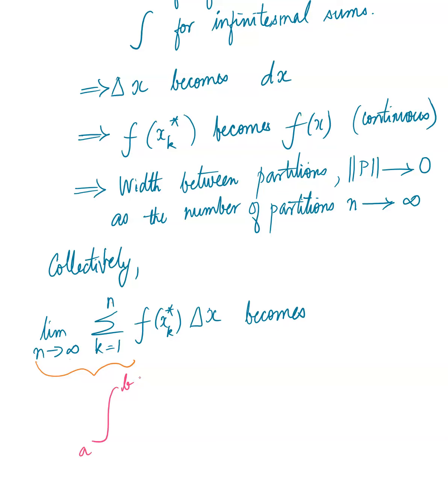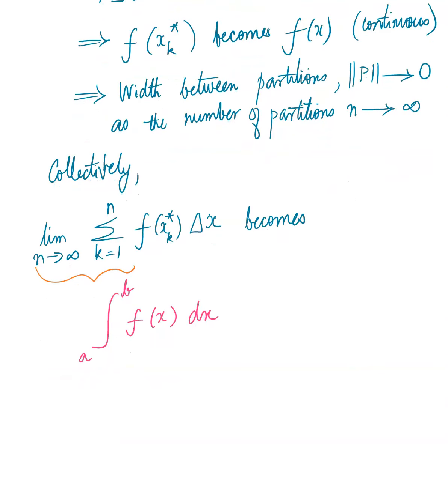So the integral from a to b. This becomes f of x, since x_k star becomes f of x because it's for all values of the function, and delta x becomes dx. And this is the definition of the definite integral. We call it definite because it happens over a definite interval, a to b. It has a definite start and end point, and it's over this interval that we try to find the area under the curve. And so I'll say this is the definition of the definite integral.